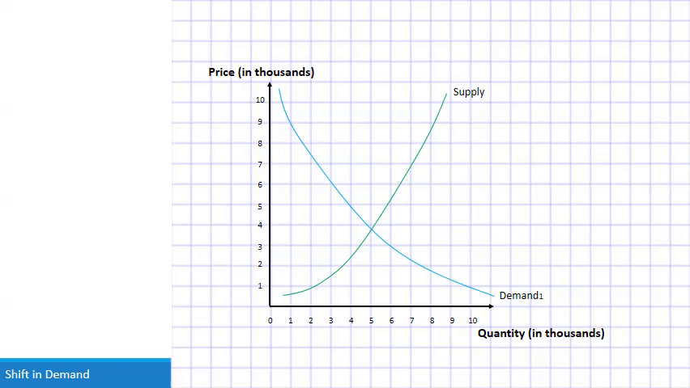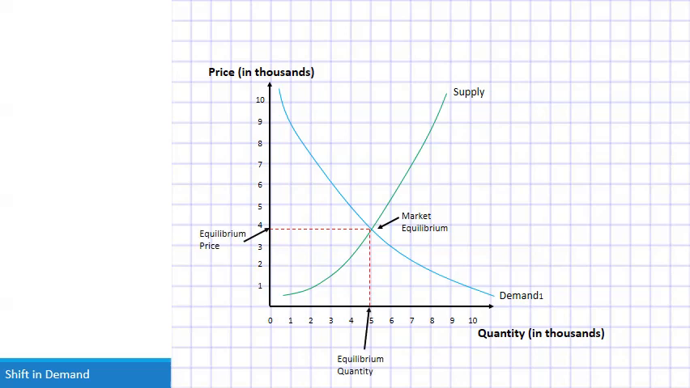Now what we're going to look at is a shift in demand. So here's our original equilibrium. This is the market equilibrium. Notice that we have our market equilibrium at about $3.99 for a price and about $5 for the quantity in thousands. So we have a price of about $3,900 and a quantity here in thousands of about 5,000. So that's our market equilibrium.